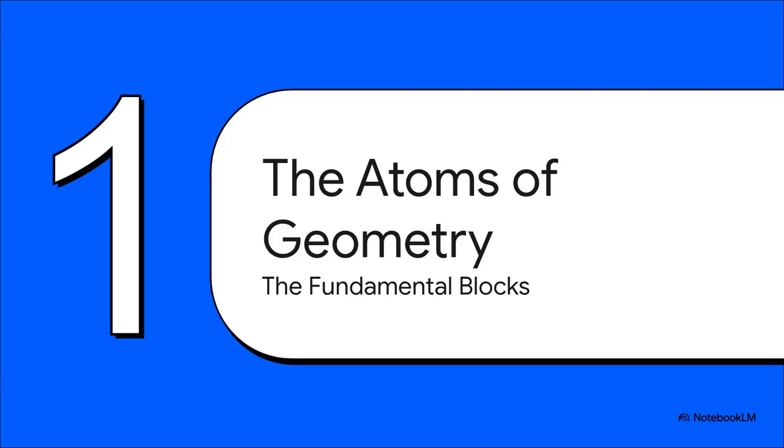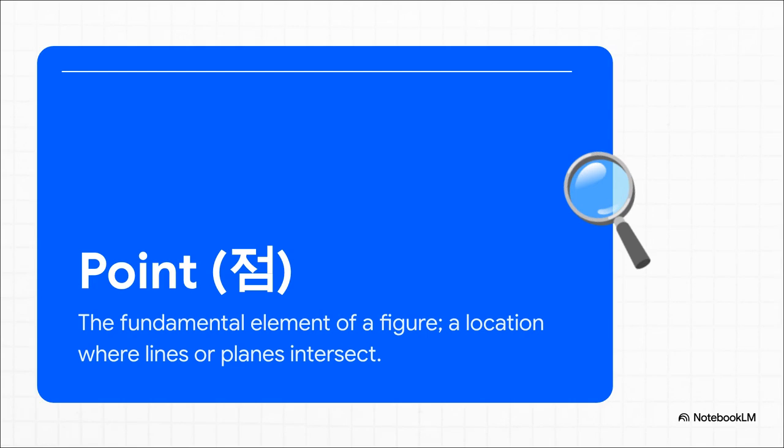So if you're going to build a universe, you need some building blocks. And for geometry, it all comes down to three incredibly simple but really powerful ideas. Let's meet our atoms of geometry. First up, we have the point. You've got to think of this as just a location. It has no size, no width, no depth. It's just a tiny little pinprick in space that says, hey, right here. This is the spark. This is where it all begins.